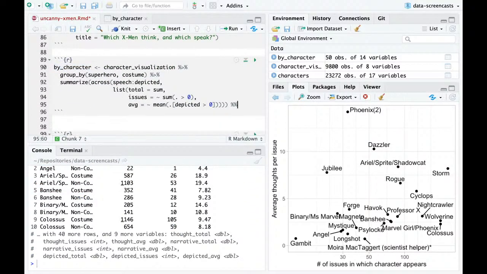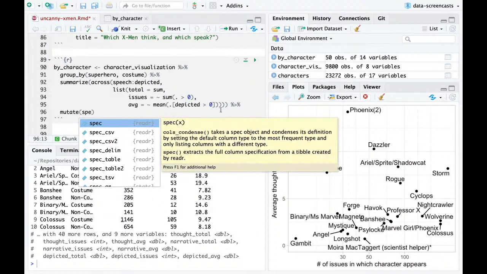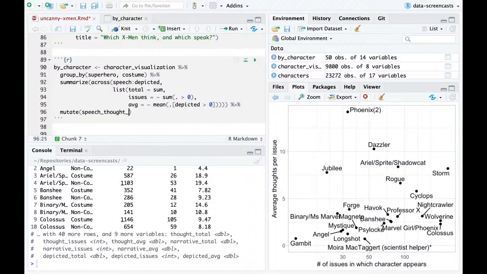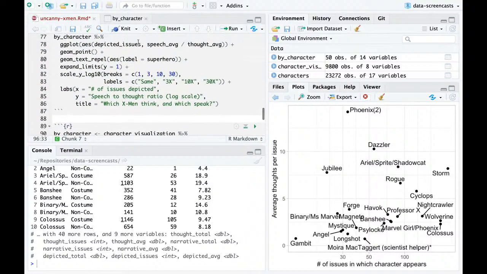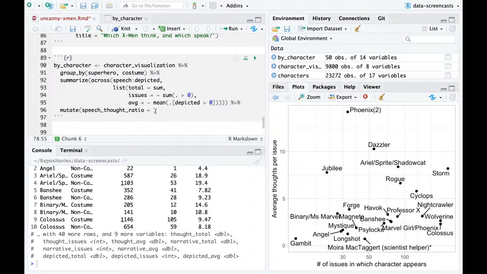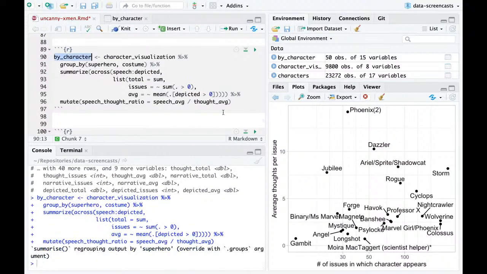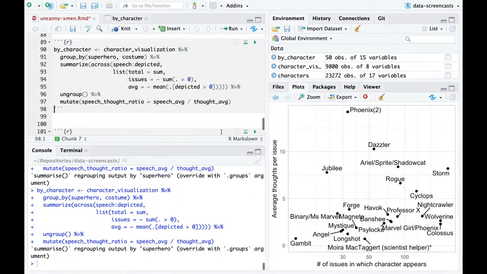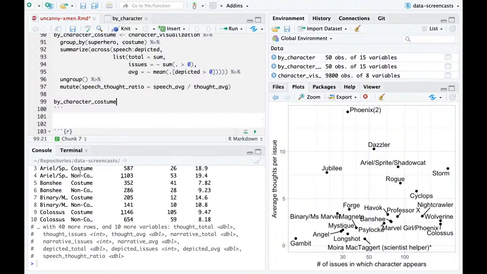And now I'm going to mutate in. I'm going to also mutate speech thought ratio as speech average divided by thought average. Cool. I'm also going to ungroup it. Right now it'll still be grouped by superhero otherwise, but now it should be grouped by character and costume. It's a new data set. It's a new aggregation. I think this is a great question.